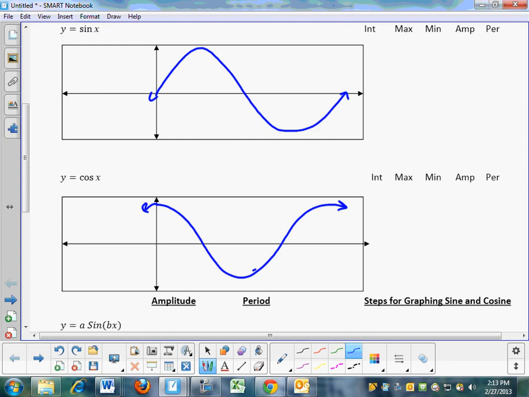Okay, these are the parent functions. We learned those yesterday. You all good with them? All right, let's now transform them. Today we're going to focus on stretching them vertically, and stretching them horizontally. We will also talk about reflecting them over the x-axis. Actually shifting them, that's going to happen tomorrow and Friday. That's the hardest content that you have for this unit.